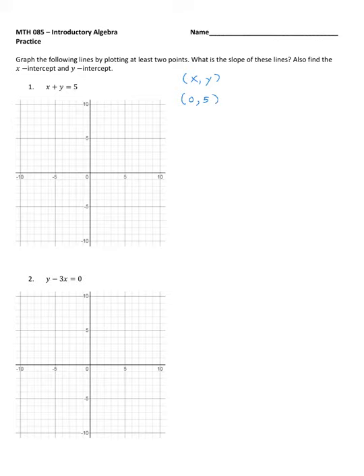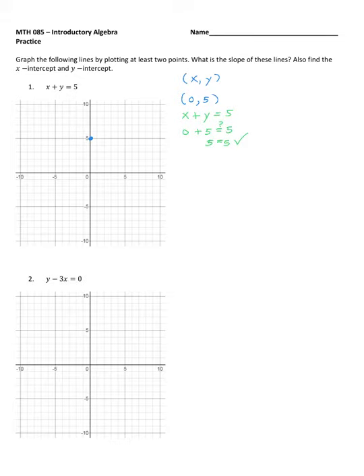Let's plug it in. My equation is x plus y is 5. I put 0 in place of x and 5 in place of y. And is that true? Yeah, 5 is equal to 5. So I'm going to graph that point. So that was the point 0 for x and 5 for y.